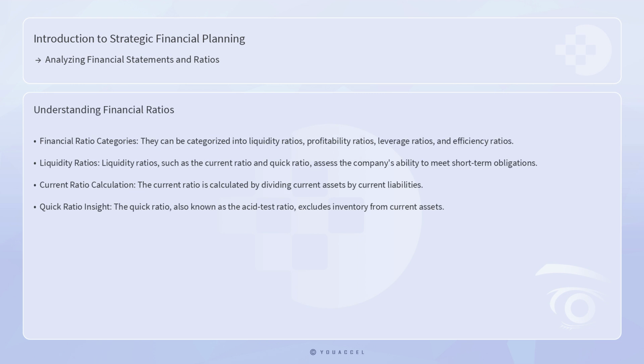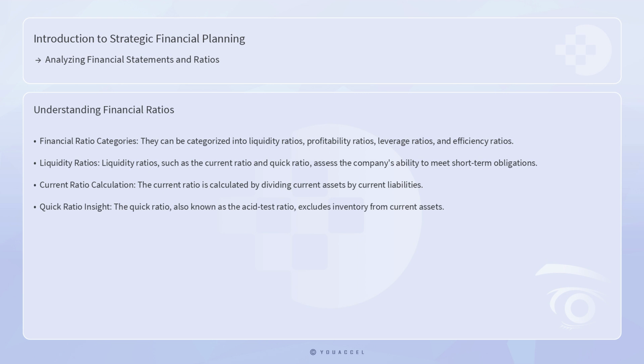Financial ratios are calculated by comparing different figures from the financial statements. They can be categorized into liquidity ratios, profitability ratios, leverage ratios, and efficiency ratios. Liquidity ratios, such as the current ratio and quick ratio, assess the company's ability to meet short-term obligations.